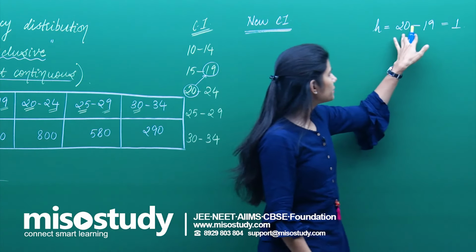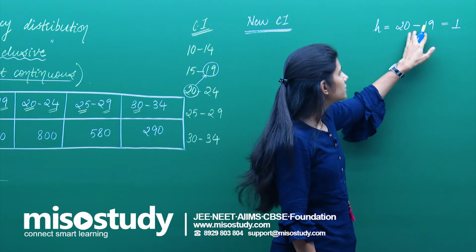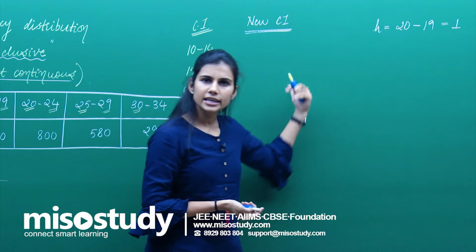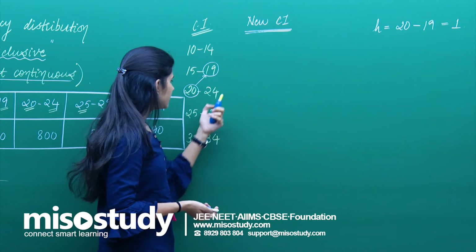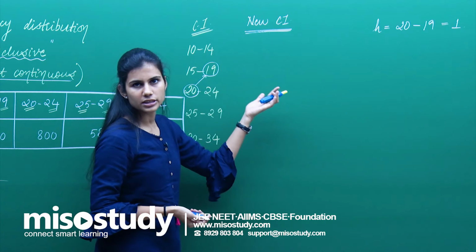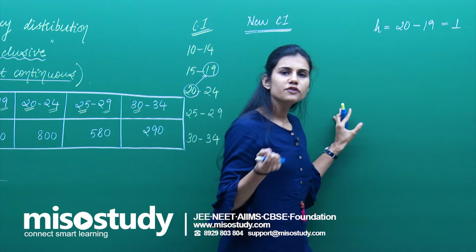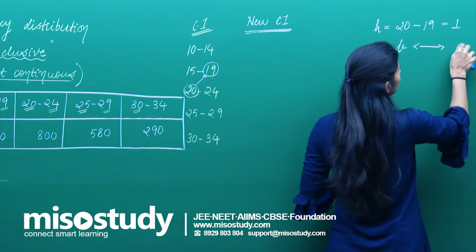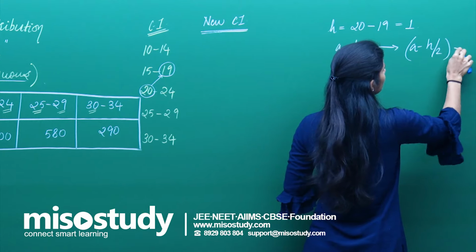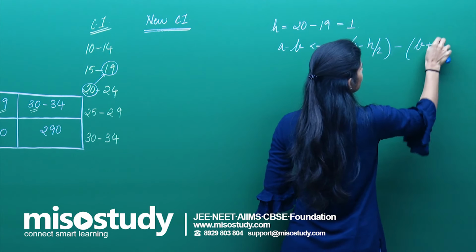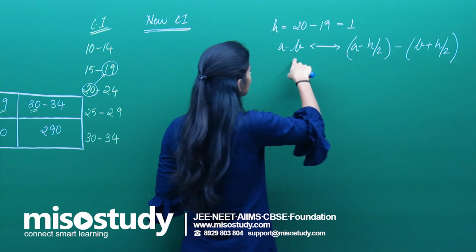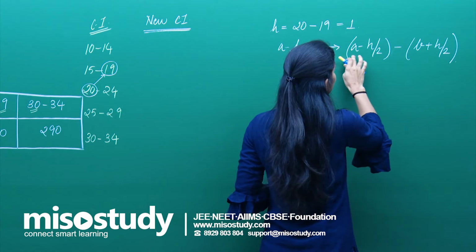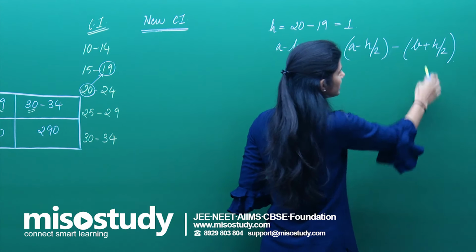Fine. So you pick up the lower limit of any class interval and subtract the upper limit of the just preceding class interval, and that is the value of h. In each case you are getting h equals 1: 30 minus 29 is 1, 25 minus 24 is 1, 20 minus 19 is 1, 15 minus 14 is 1. The moment h is 1, I modify my class interval on what rules? If a to b is my class interval, it is modified to a minus h by 2 to b plus h by 2. So all the class intervals from a to b are now going to be written as a minus h by 2 to b plus h by 2.